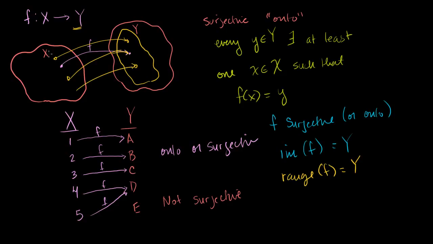If you were to evaluate the function at all of these points, the points that you actually map to is your range. And that's also called your image. The word image is used more in a linear algebra context. But if your image or your range is equal to your codomain, if everything in your codomain does get mapped to, then you're dealing with a surjective function or an onto function.